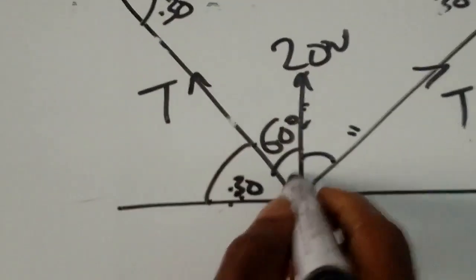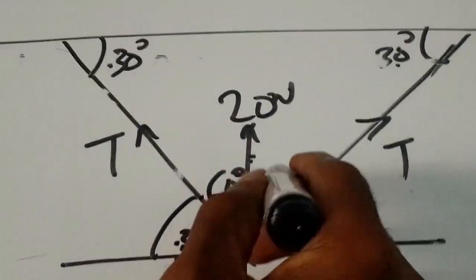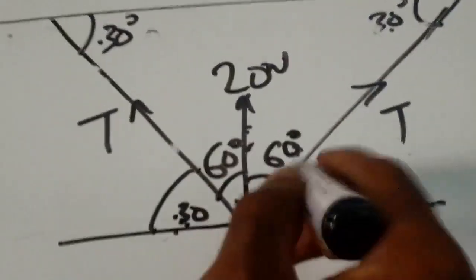How to get this 60? 90 minus 30 gives you 60. Here is 30, here is also 30 by virtue of alternate angles. Here is going to be 60 degrees. 90 minus 30, that is 60 degrees.